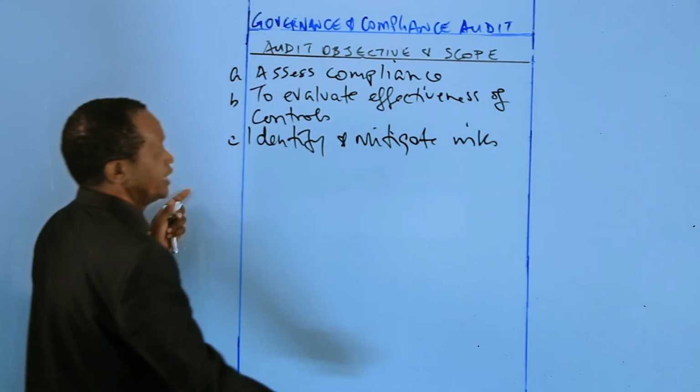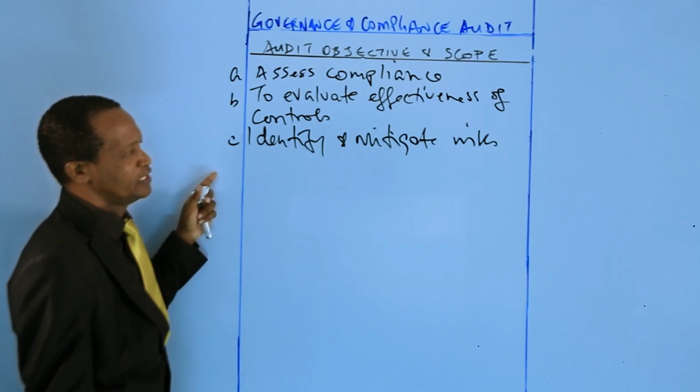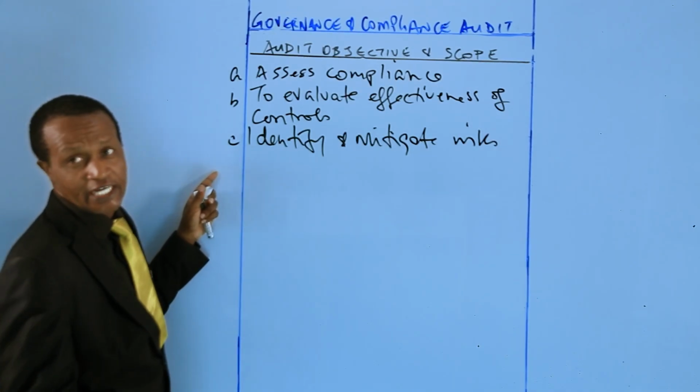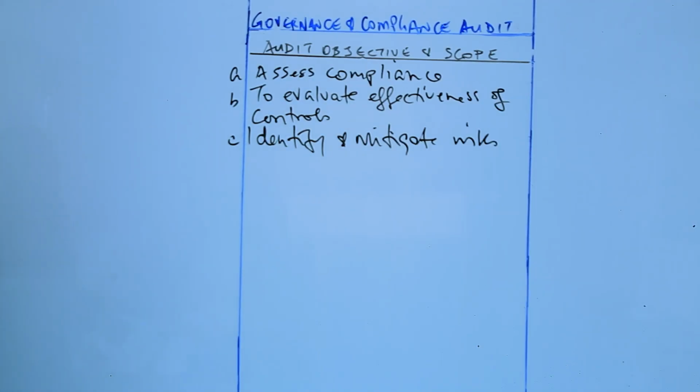The third objective of a compliance audit is to identify and mitigate risks. This is the third reason why a compliance audit may be carried out. It is to identify if there are any risks and also to mitigate such risks that are identified. This objective focuses on proactively identifying areas of vulnerability. Examples include identifying potential governance and compliance risk associated with a new business venture or even a new technology implementation, and so on.